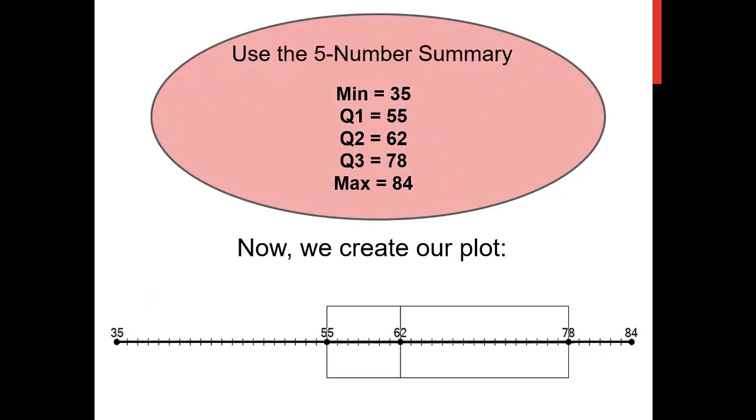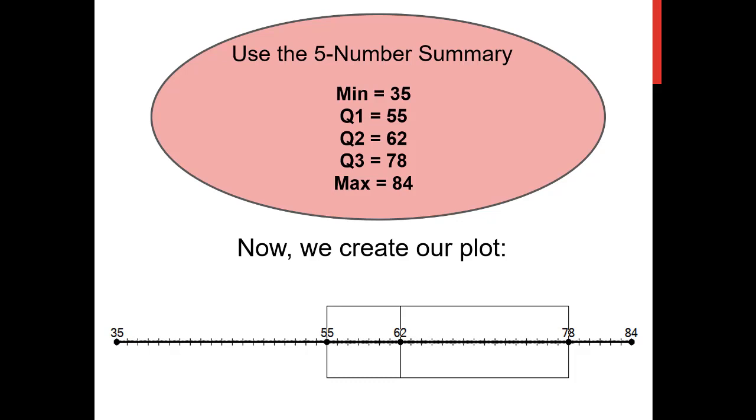So our plot looks like this. We've got 35, 55, 62, 78, and 84 all labeled on our number line. We draw vertical lines through the quartiles, which are Q1, Q2, and Q3: 55, 62, and 78. We connect those to make a box.